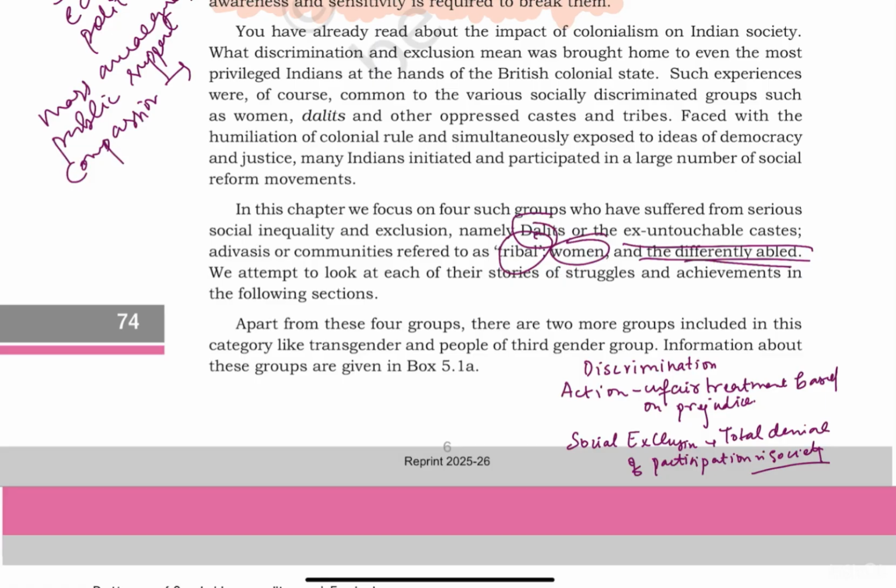Okay, so social exclusion is the systematic blocking of people or groups from full social participation. It is systematic, meaning it is part of the structure of society, and it is not a one-time mistake. What is the solution? It needs more than laws: awareness, mass support, and campaigns.